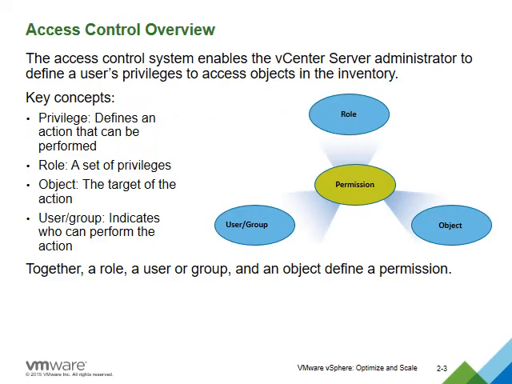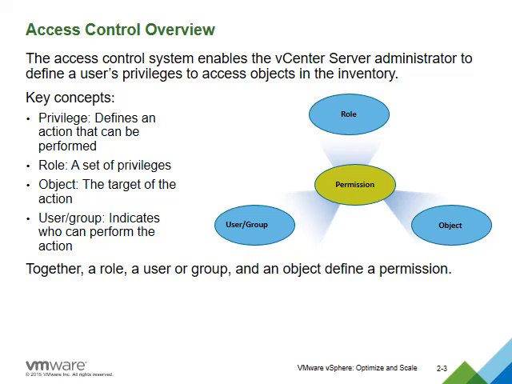Here we're going to look at basically your access control. The access control system is the authorization to perform tasks in your vCenter Server and is governed by an access control system. This system enables your vCenter Server administrators to specify in detail which user groups can perform which task on which objects. The access control system is defined in four ways.